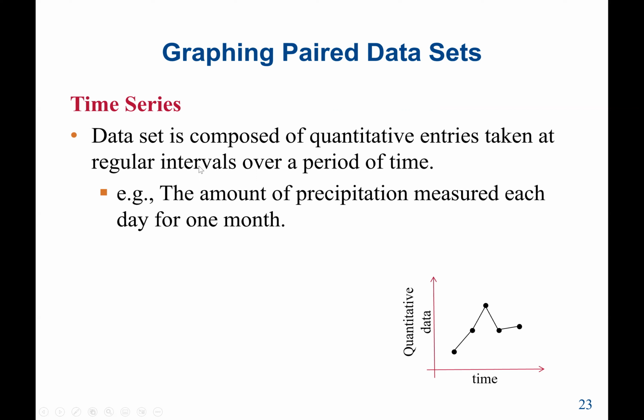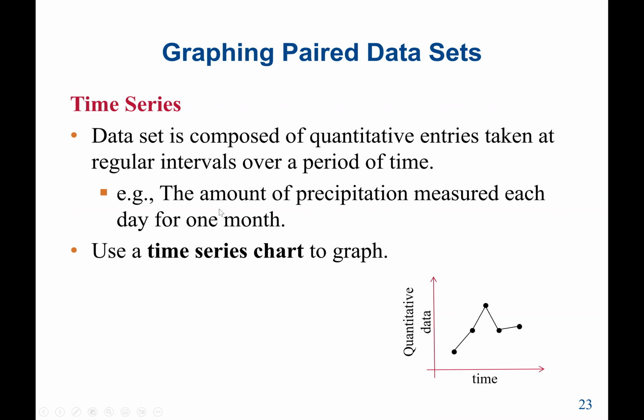So here we say the data set is composed of quantitative entries. For example, a stock price is quantitative data at regular intervals over a period of time. If I have the stock price of a company for 10 years or 1 year, with different prices each month or even each day, we can plot it here. Then we see the pattern. Another example is the amount of precipitation measured each day for 1 month.